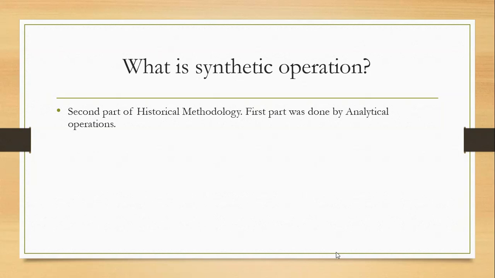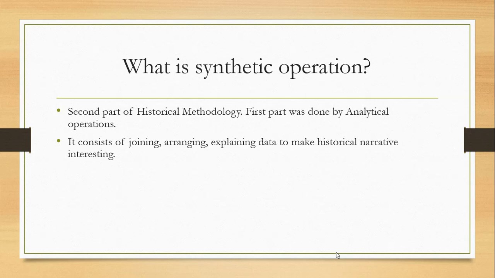Synthetic operation is nothing but the second part of historical methodology. The first part was analytical operations, where you check the genuineness of the document. You did external criticism and internal criticism. In external criticism, you check the author, time, and place of all the sources, and in internal criticism, you check the condition with which the document was produced and also the author's mind and mentality. Now we are looking into synthetic operations, which is nothing but joining, arranging, explaining all the sources.